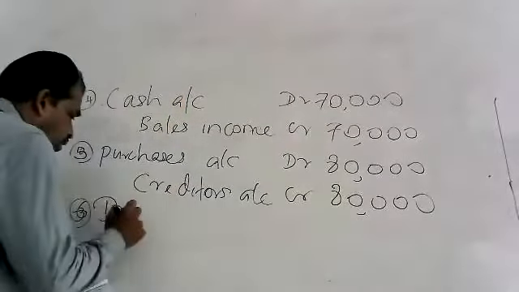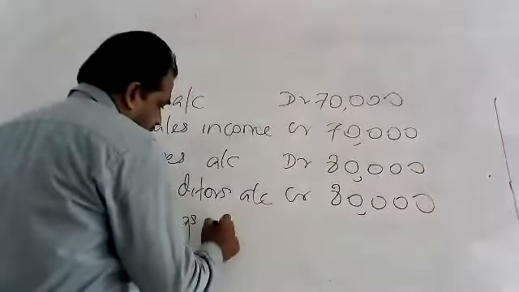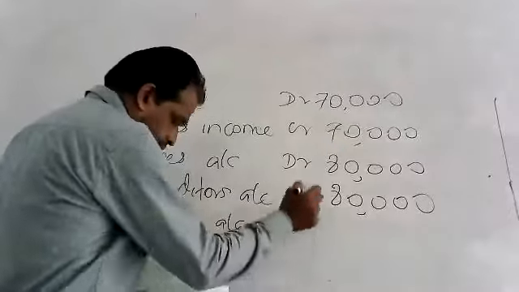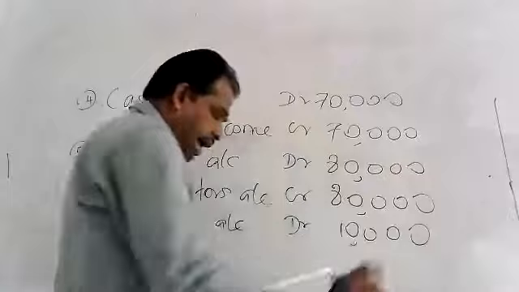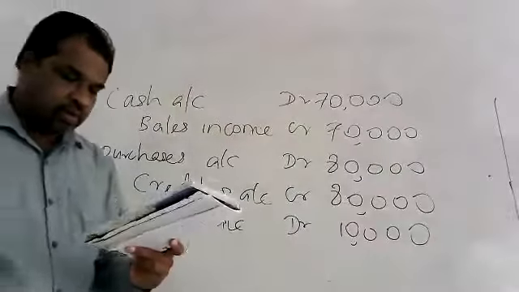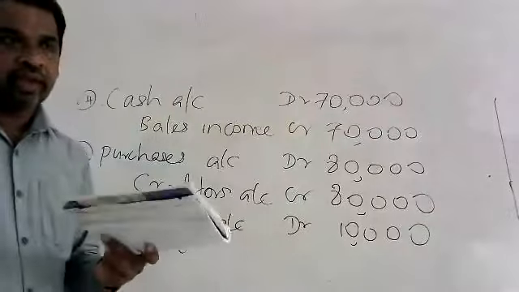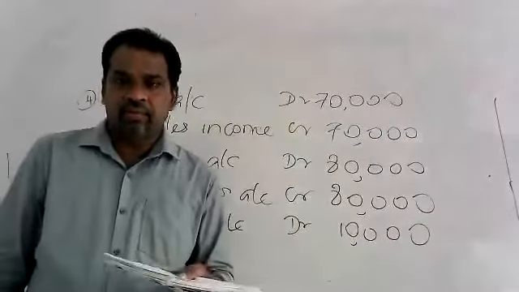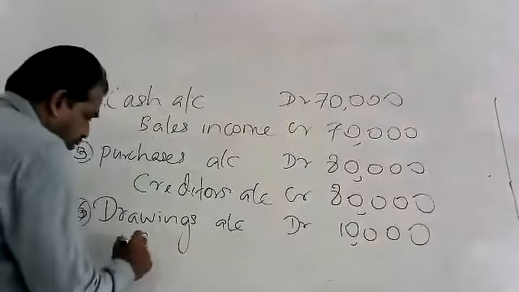Then we maintain a separate account called drawings account, DR, 10,000 rupees. As they have taken money, we have to credit to cash account because cash assets decrease. Asset decrease credit, therefore we credit to cash account.